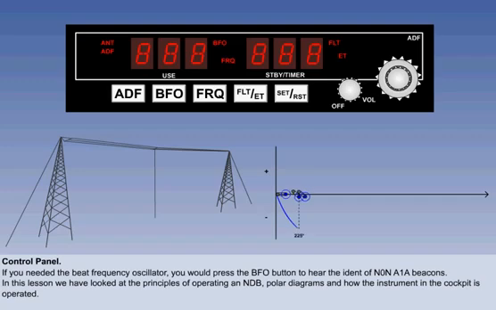In this lesson, we have looked at the principles of operating an NDB, polar diagrams, and how the instrument in the cockpit is operated. In the next lesson, we look at how to interpret the ADF.